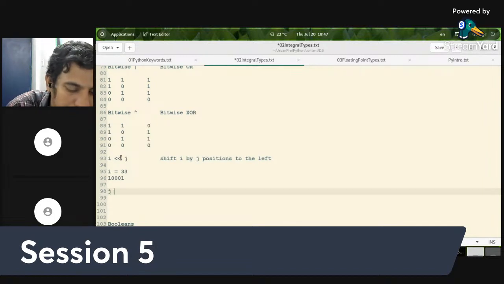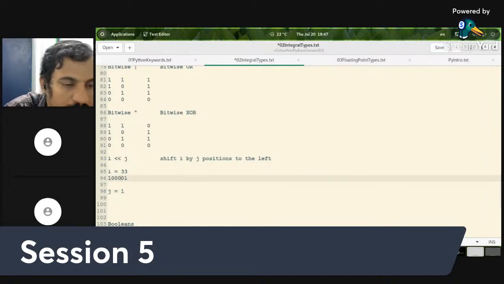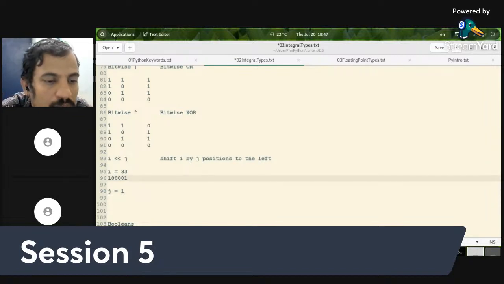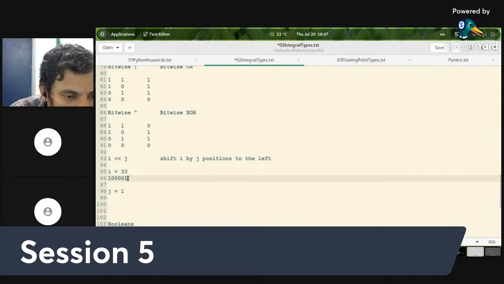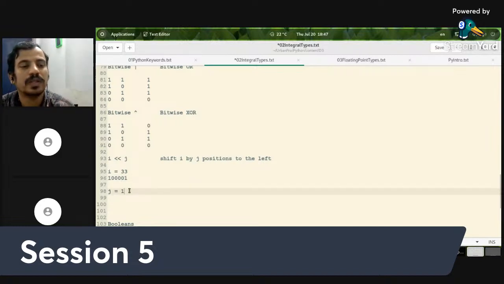Sir, there are 4 zeros. Yeah, four zeros, not 3. Right. 2 power 0, 1, 2, 3, 4, 5. 2 power 5 is 32, 32 plus 1. Right. Okay. So let's say J is equal to 1.